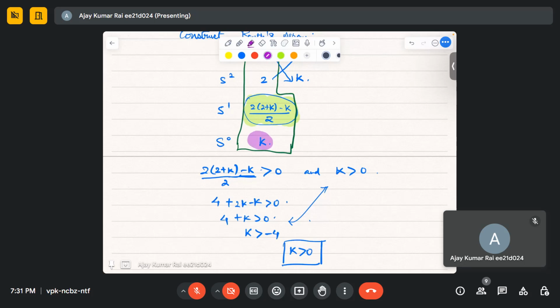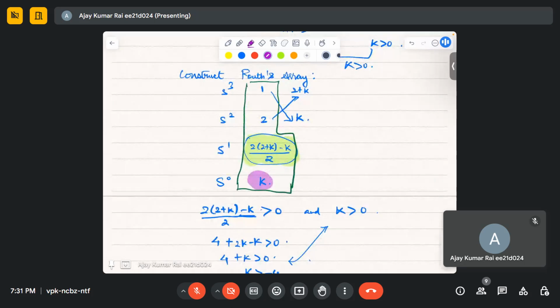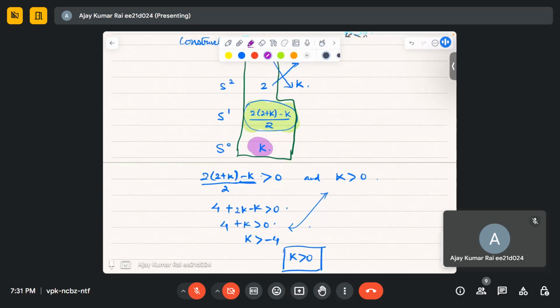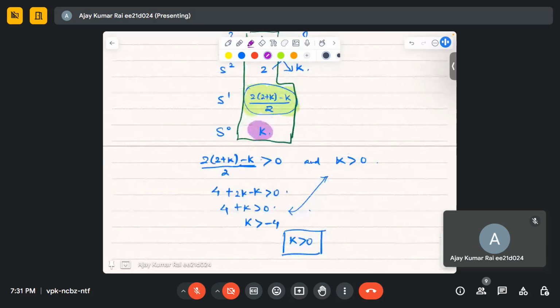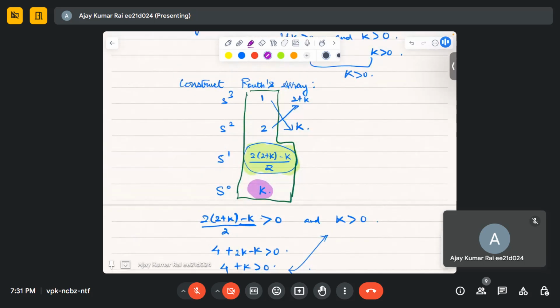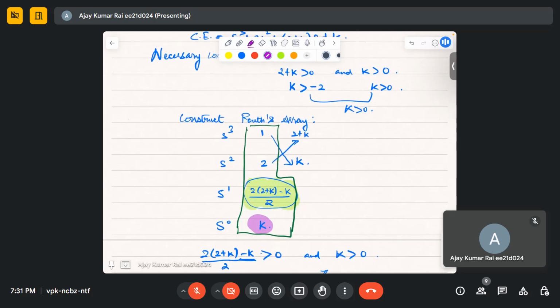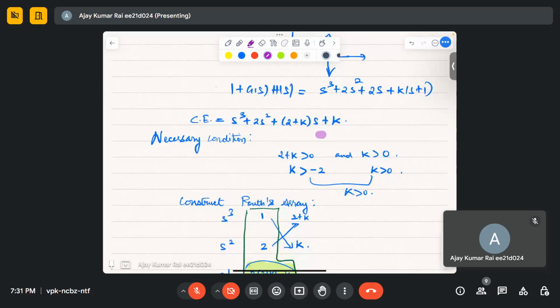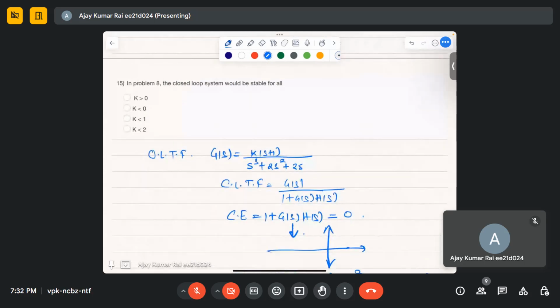So we want all the elements of the first column to be positive. That's why, if we ensure k is greater than 0, we are ensuring all the values are greater than 0 and non-zero, and the poles, if you find them, will be on the left side. And we can say the system is stable.